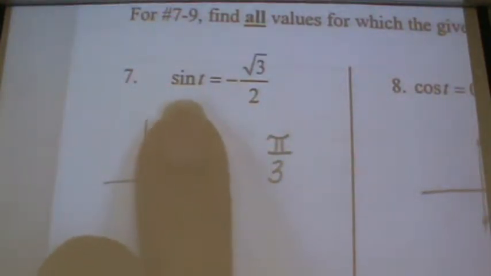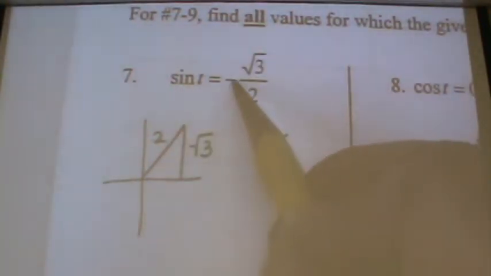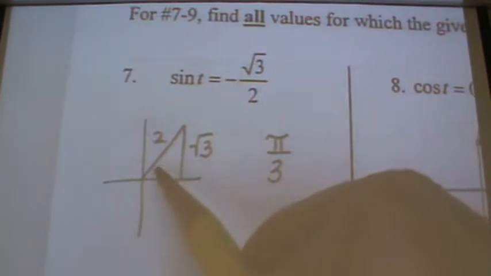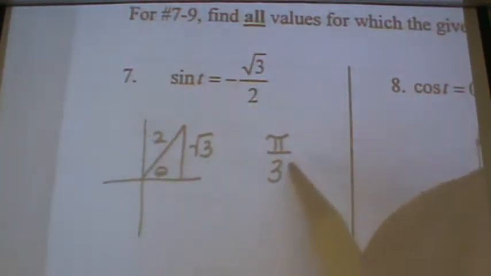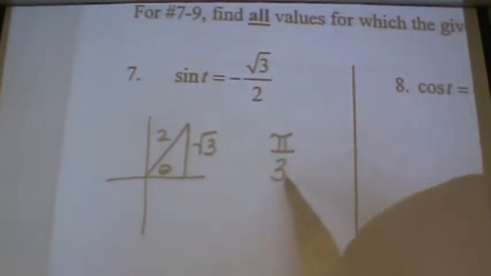Opposite over hypotenuse. So what I told you guys to do is ignore the negative for a second. Draw a triangle in quadrant 1, because you want to know if it's pi over 3, pi over 6, pi over 4. What angle is it? Well, root 3, if you put root 3 on this side, this is a 60-degree angle, which is pi over 3.